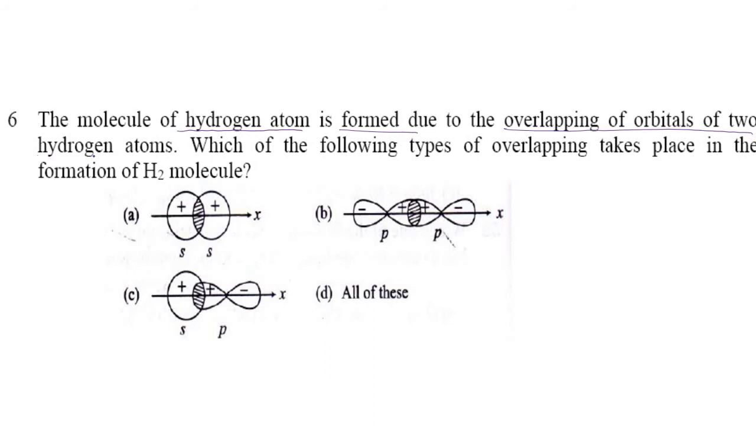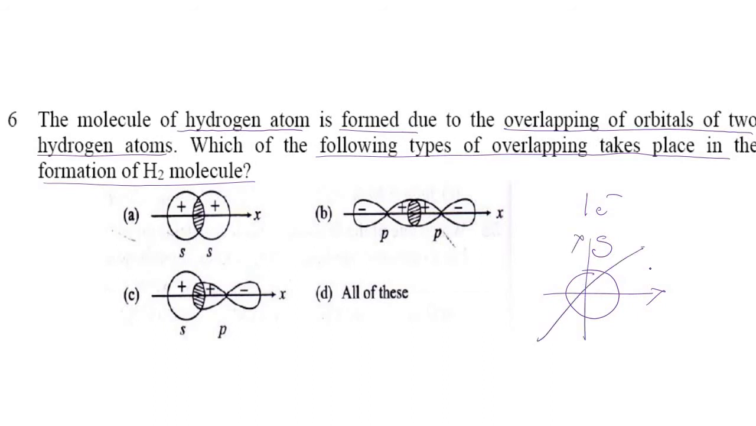Now the sixth question. The hydrogen molecule is formed due to the overlapping of orbitals of two hydrogen atoms. This is sure. Which of the following types of overlapping takes place in the formation of the hydrogen molecule? One has to remember that hydrogen has only one electron, and that one electron is present in the s orbital. An s orbital is spherical in nature, and if you see the axes over there, this is the x axis, this is the y axis, and this is the z axis. It is spherical in nature, so in all directions it is the same.